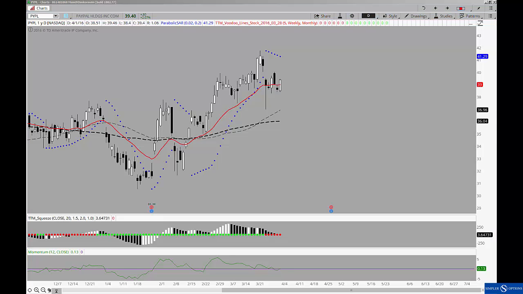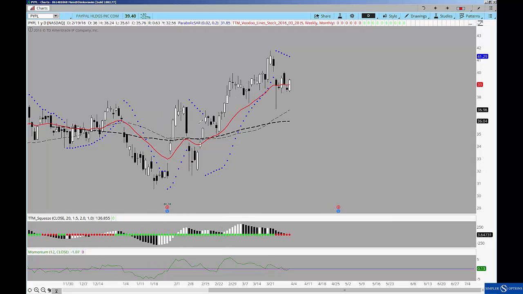I wanted to take a look at PayPal. PayPal has had its share of very volatile swings over the course of the past several sessions, but one of the things that I saw in it that was kind of unique was a spot where it has actually recreated something that I look at quite often, and it's just a representation of fractals in the market.